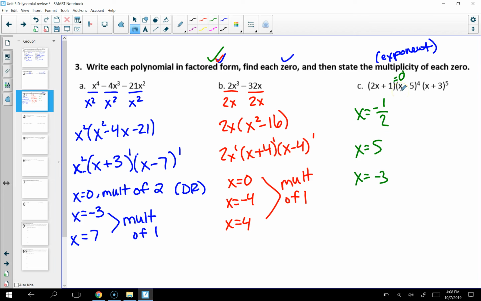Alright, their multiplicities go along with their exponents again. This first piece doesn't have 1 written, so we know it's a 1. So this will have a multiplicity of 1. My middle guy is going to have a multiplicity of 4. And the last one's going to have a multiplicity of 5.